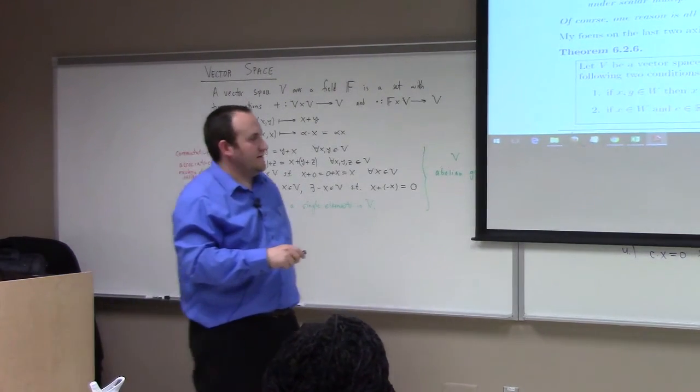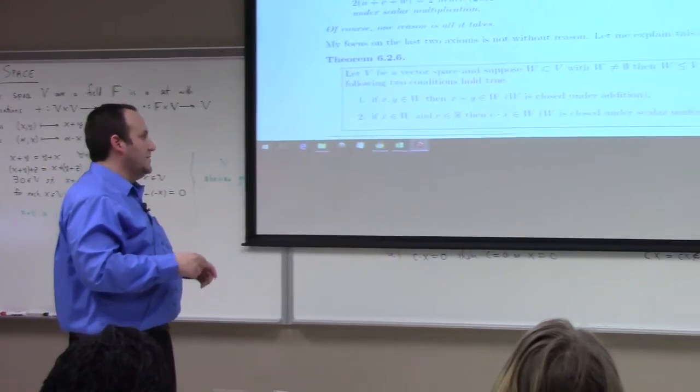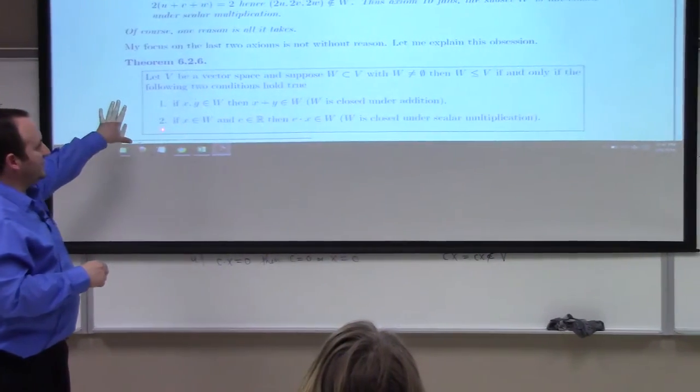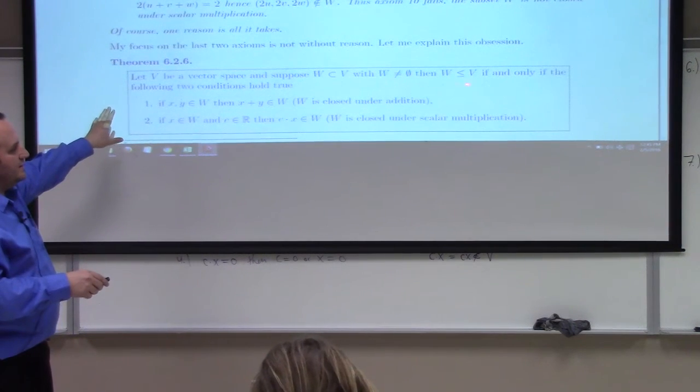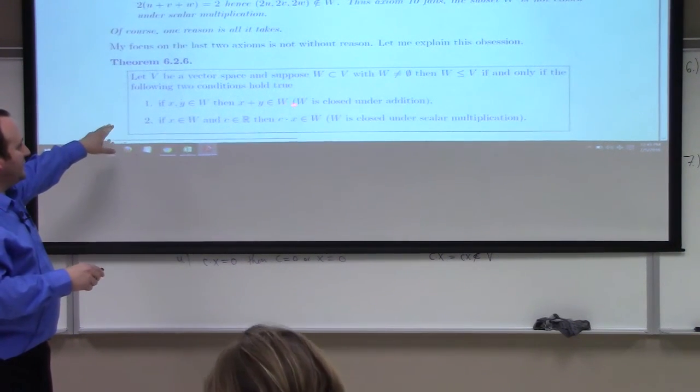So here's, again, the numbering will change, but this is the theorem. This is the two-step subspace test. You've got a subset of a vector space, W non-empty. W is a subspace of V if and only if the following two conditions are true.